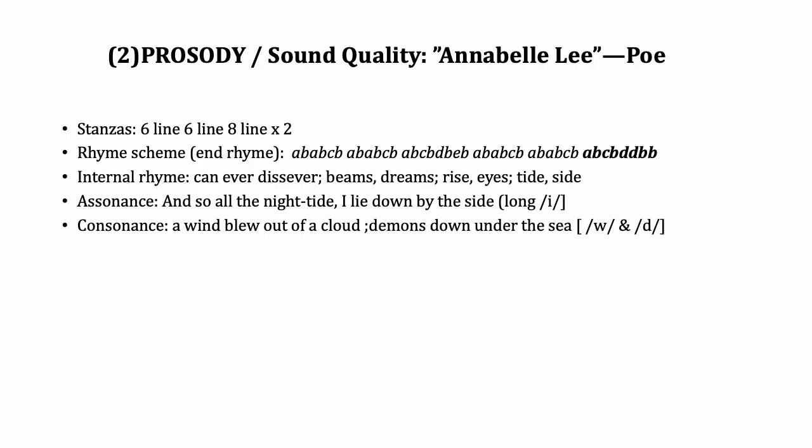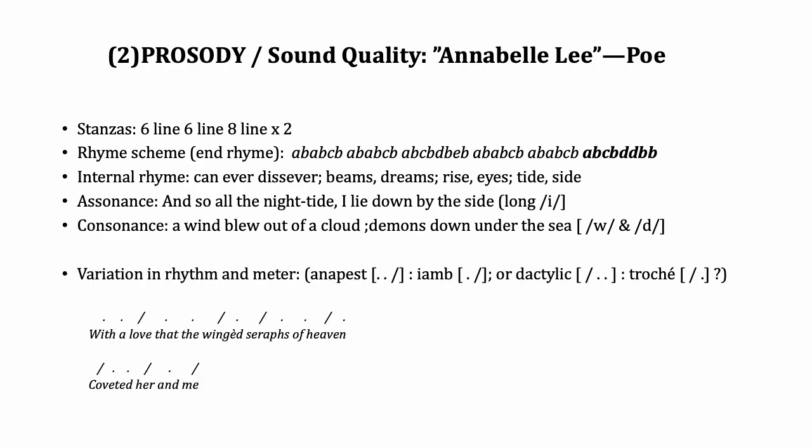Also, masterful use of consonants, also known as alliteration. A wind blew out of a cloud. Wind, blew, out, cloud: 4 W sounds. Okay? The demons down under the sea. Demons, down, repetition of the D sound. And these consonant sounds make it sound interesting to us and also help us remember it.